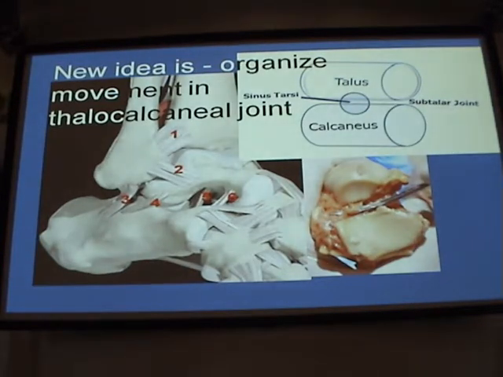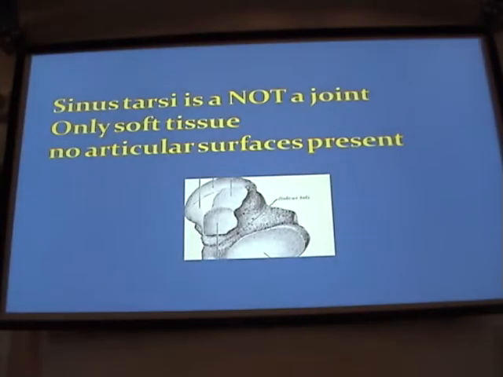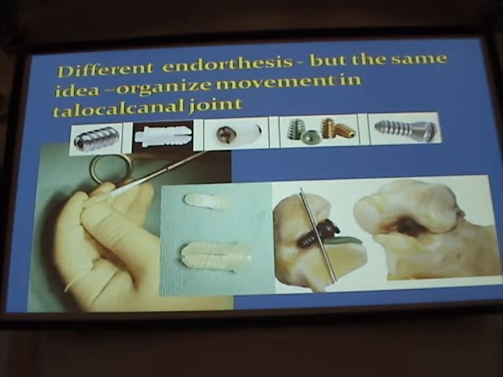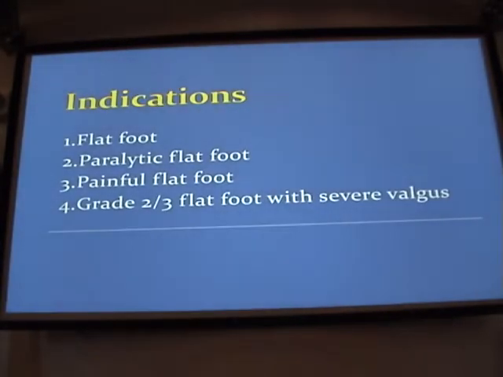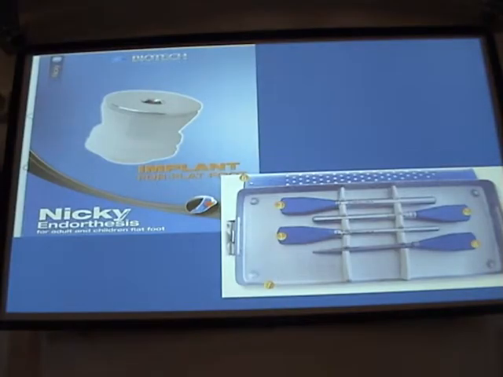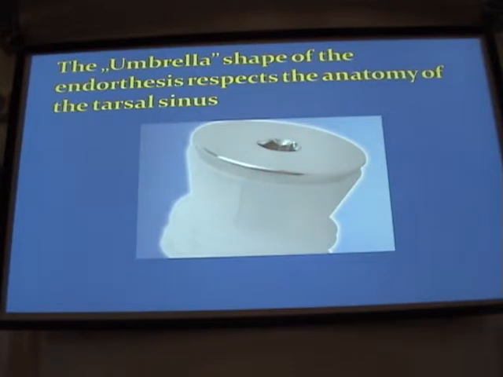The new idea is organized movement in the talocalcaneal joints. The sinus tarsi is not a joint, only soft tissue; no articular surface is present. There are different endorthesis types, but the same idea: organized movement in the talocalcaneal joint. Indications: flat foot, paralytic flat foot, painful flat foot, grade 2 to 3 flat foot with severe valgus. This is the NICI endorthesis. The umbrella shape of the endorthesis respects the anatomy of the tarsal sinus.